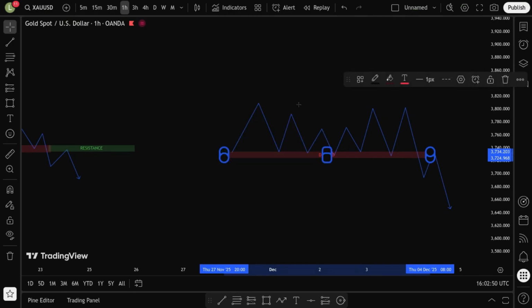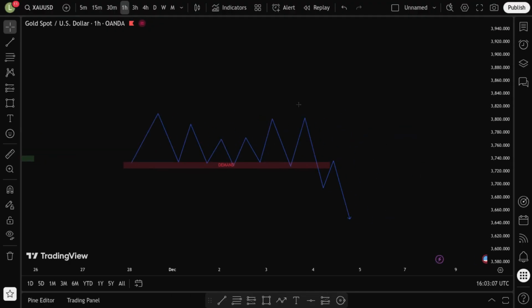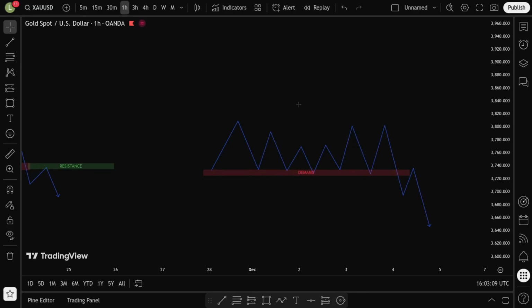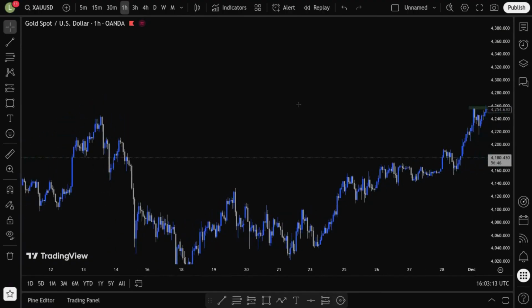This is a demand zone because whenever price comes to that level, price will always, the majority of the time, react towards the upside. Same thing to a resistance zone, right? So this is all you need to know about support and resistance. So let's go to the chart and mark out support and resistance zones.